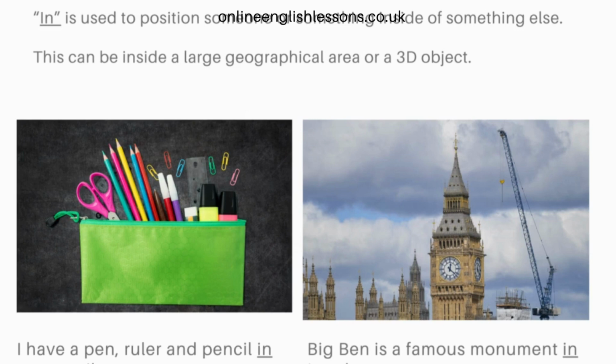For example, I have a pen, ruler, and pencil in my pencil case. The pen, ruler, and pencil are located inside the 3D object, the pencil case. Big Ben is a famous monument in London. The monument Big Ben is located inside the geographical area of London.